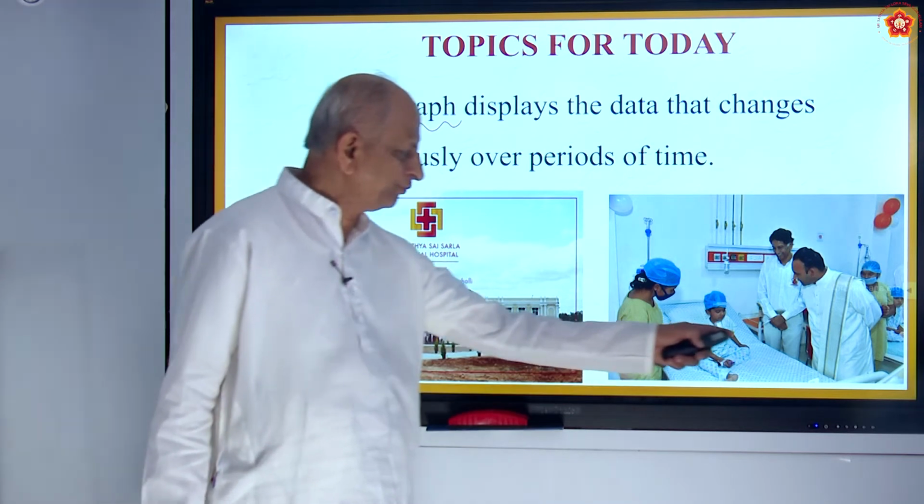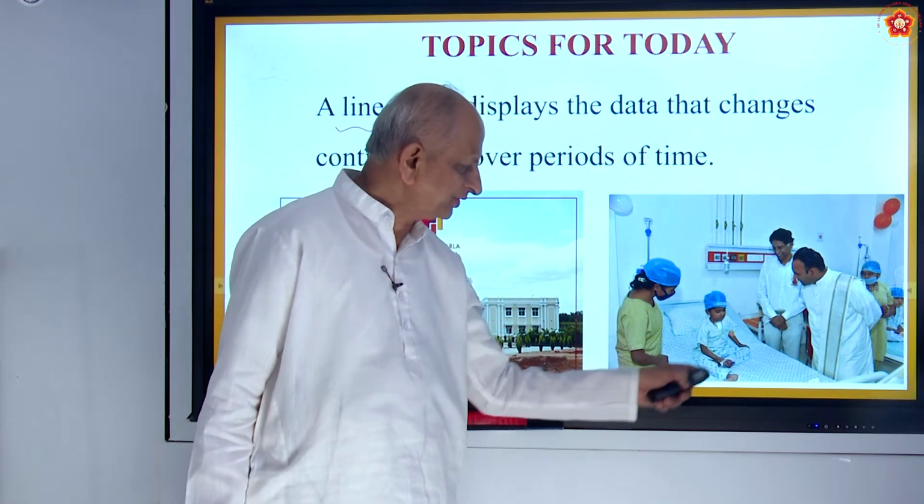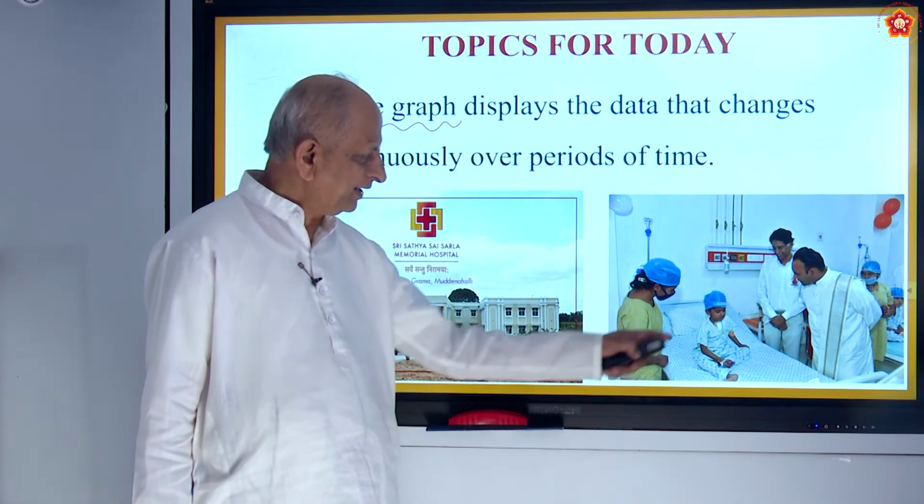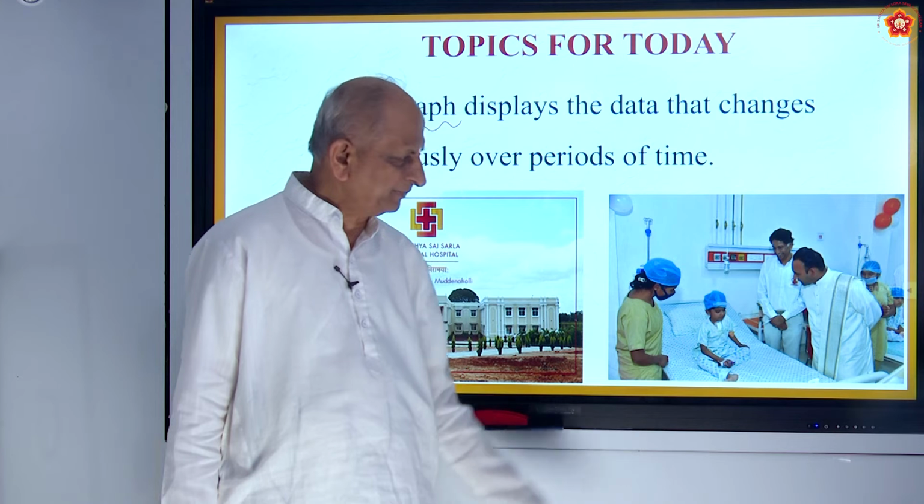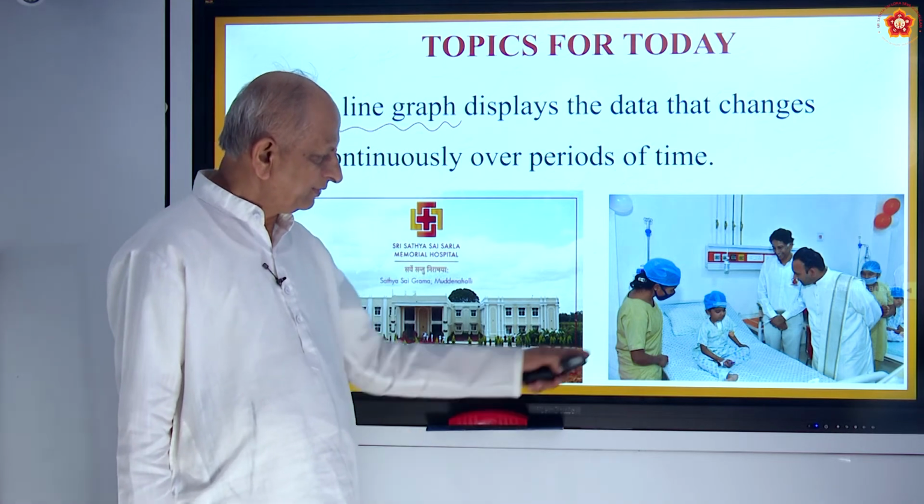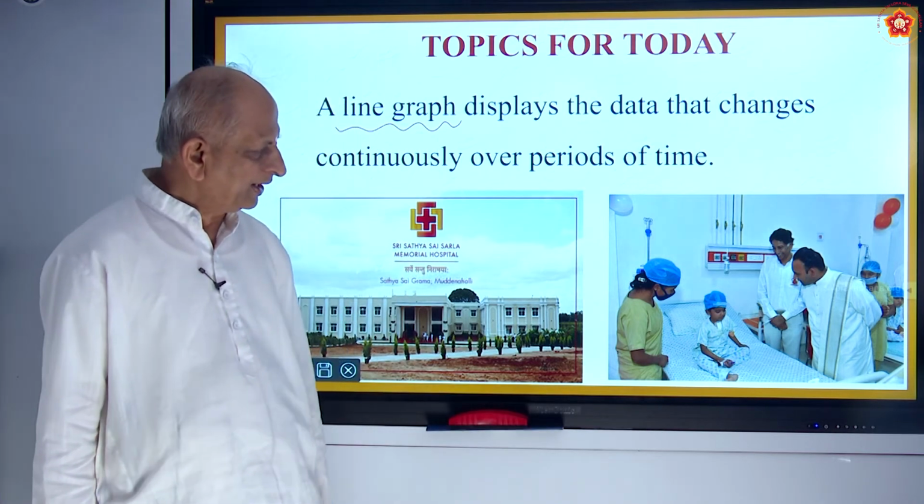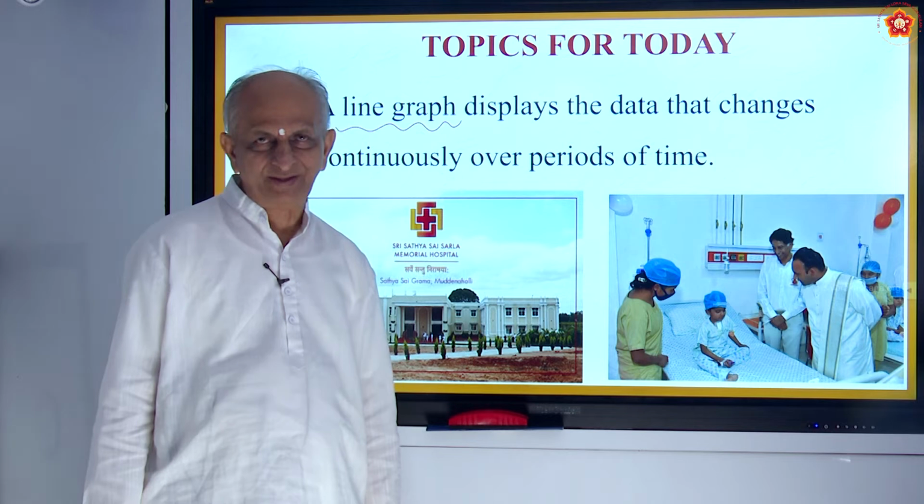Here is Sadguru Madhusudan Sai talking to that child who has been operated on. And our Srinivas, who is the director of the medical side, is there. The nurse is also looking. And Swami is so compassionate.